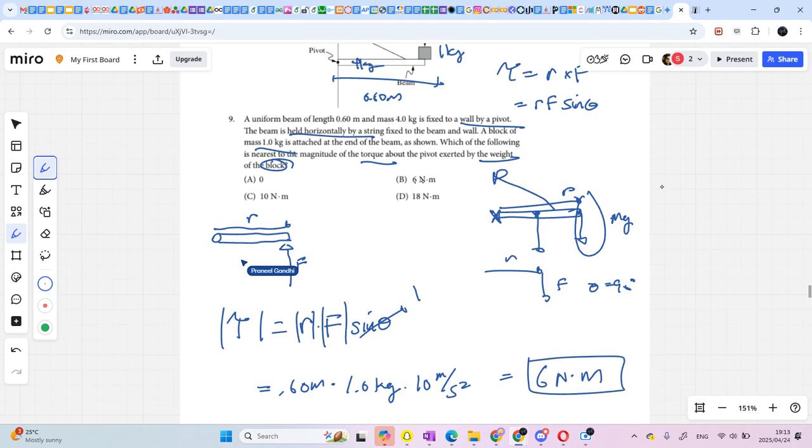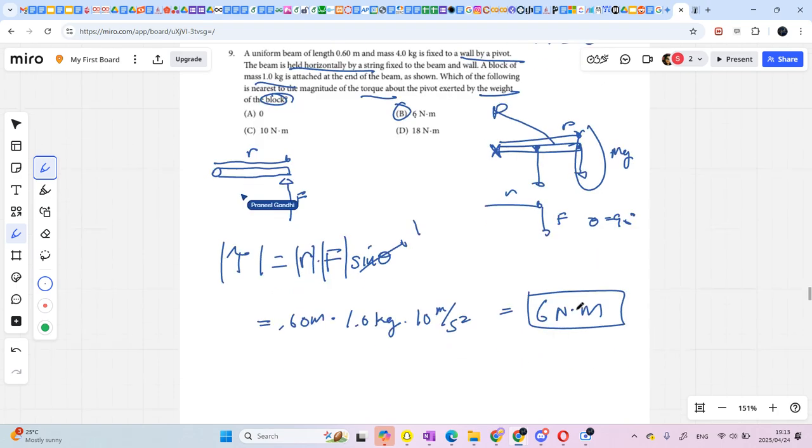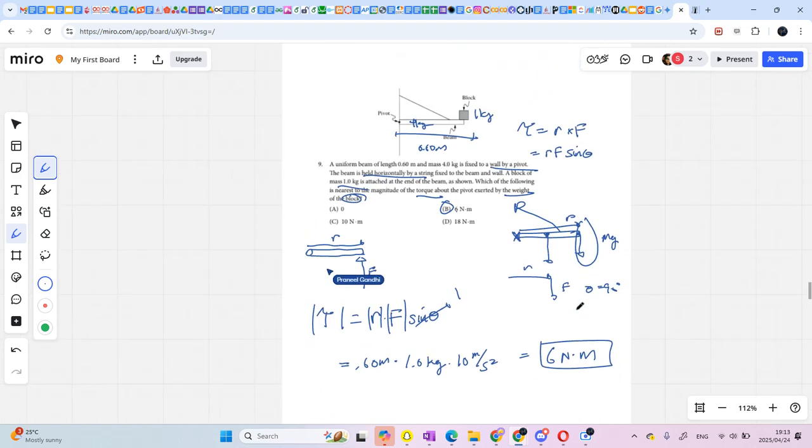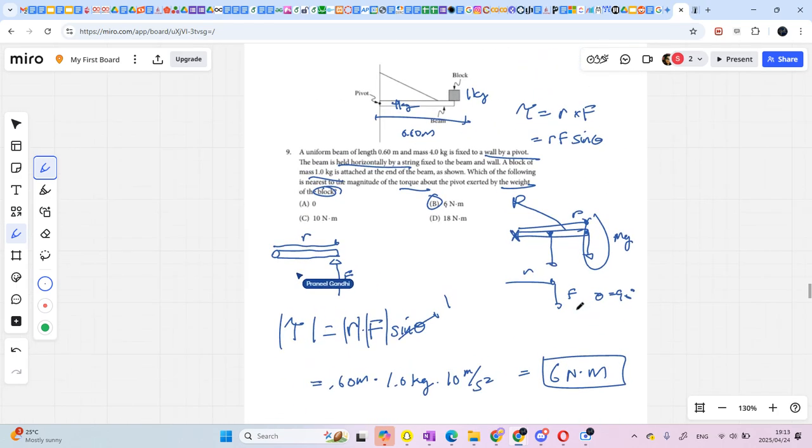And that is the answer. That is how much torque is being exerted by that block. All right, any questions on this one? So it's a relatively simple torque question, just had to make sure you know how the system works.